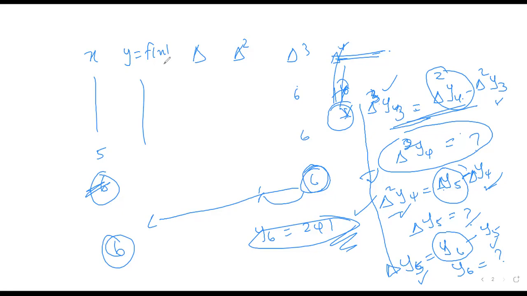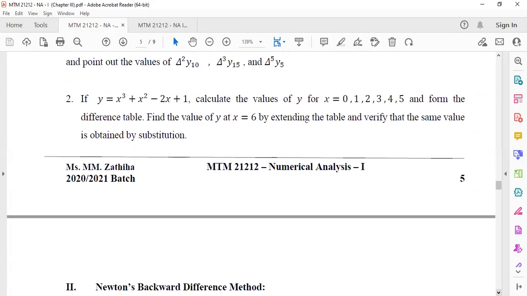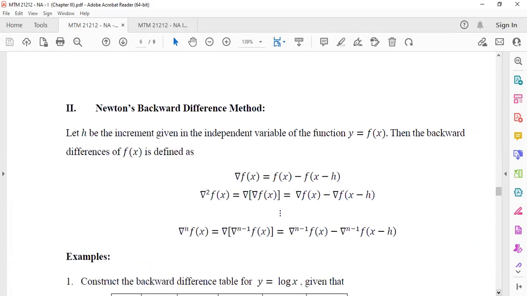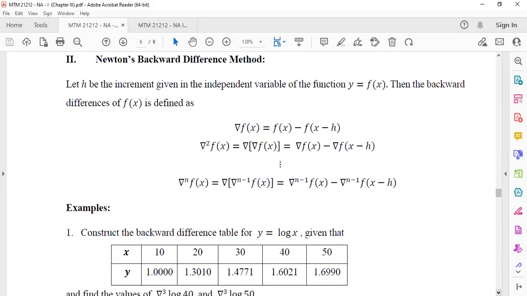So let's continue our notes. Okay, I think we have 5 minutes, so we can do that. So this is all about the finite forward difference. Okay. So let's go back to the backward one. That is also something we have explained in our chapter 2 as well. So similar thing. Here also, if you take h as the increment.